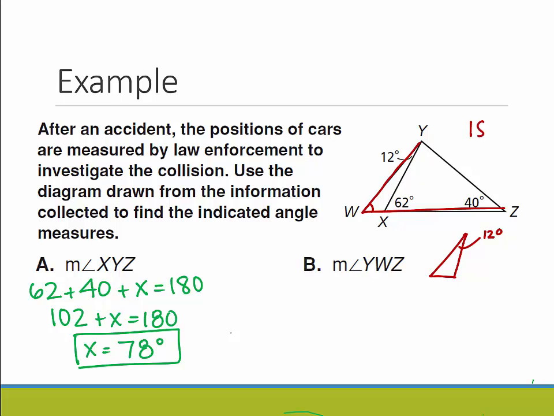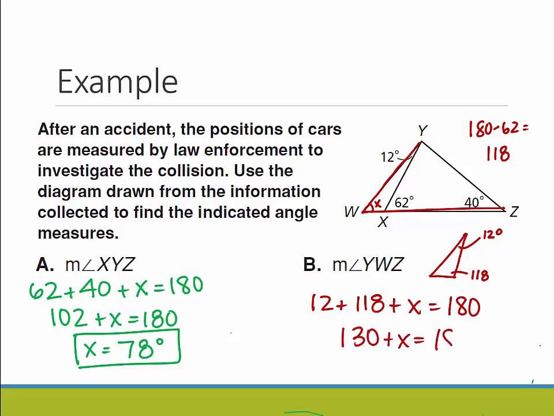So if I do 180 minus 62, I end up with 118. So this one has to be 118. And now if I know that, I can add 12, 118, and whatever this is, this X, and they have to give me 180. So 12 plus 118 will give us 130. And then we can see the X has to be 50.